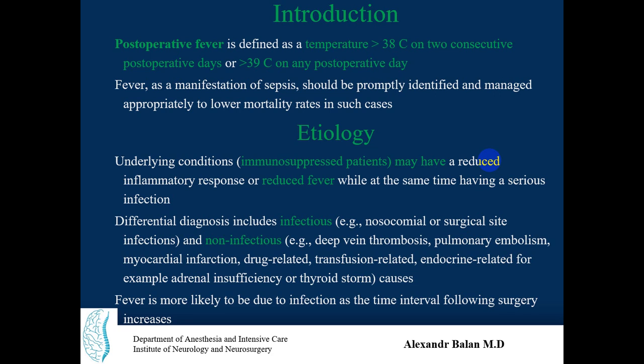Differential diagnosis should include infectious and non-infectious etiologies, like infectious nosocomial or surgical site infection, and non-infectious like deep vein thrombosis or DVT, pulmonary embolism, myocardial infarction, drug-related like anesthetic drugs, inhalatory or neuromuscular blockers, transfusion-related, especially to fresh frozen plasma or concentrated erythrocytes, endocrine-related, for example, adrenal insufficiency or steroid storms that increase activity and energy producing.